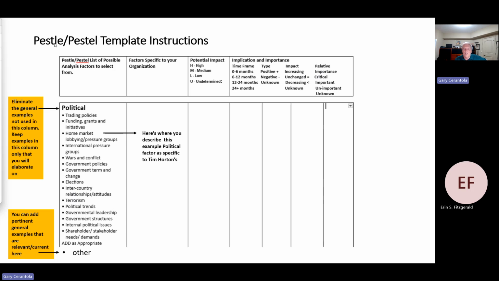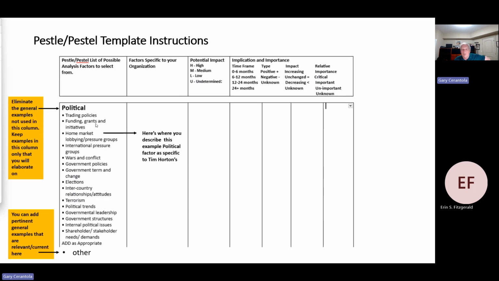So here's one of the pages in the templates for PESTLE, and what I've done is I have possible things to look for. Maybe you'll find 1 or 2 or 3 or maybe 4 of them in here that are relevant to Tim Hortons at this particular time in the market. So you take, let's just say, home market lobbying pressures, and under this column you describe this specifically in Tim Hortons' outlook, what this means or concerns. Then you say, yeah, this is a high impact, so you put H here, and then the implications. Is this something they have to do right now? 0 to 6 months, that's what you put here. And then is this a positive impact or a negative impact? Is it increasing or decreasing? And relative importance to Tim Hortons itself.